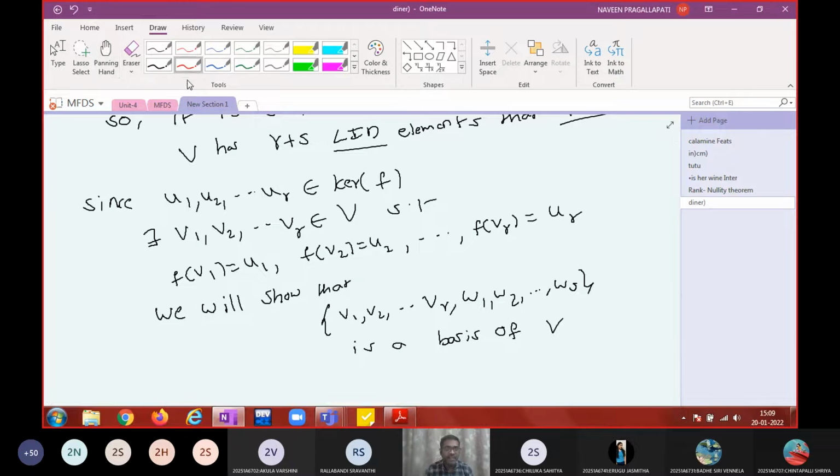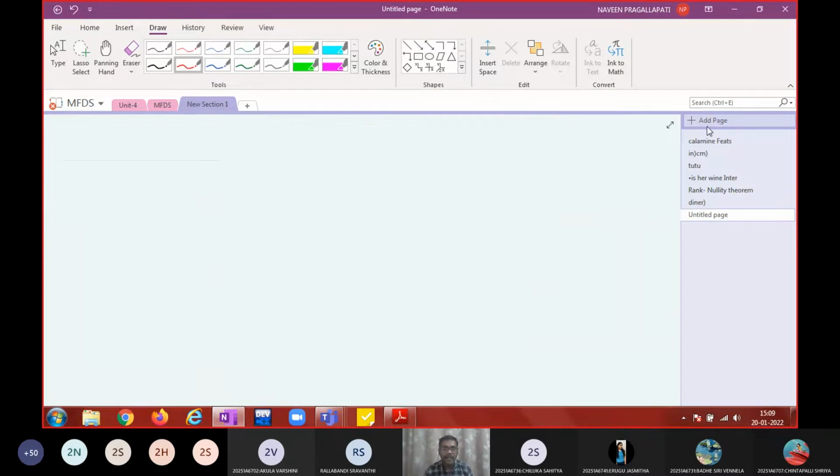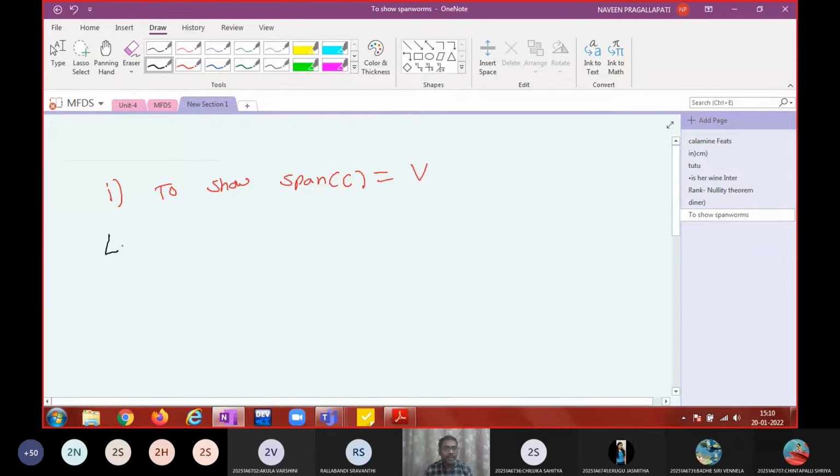So what is the first part? Let me call it a set. Let us say, for the time being, set C. So what is the first part? To show that the span of C is the entire space V. For that, you take any randomly selected element of V. If I can show that V can be expressed as a linear combination of the elements of C, that means that C is spanning the entire set.